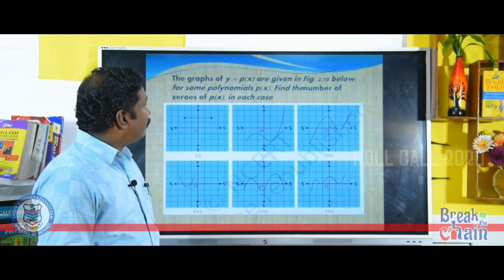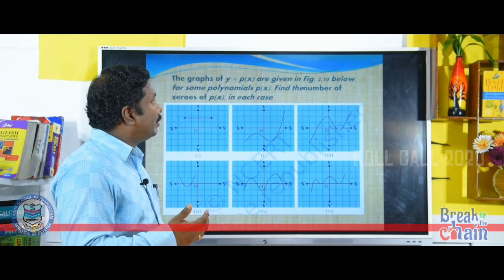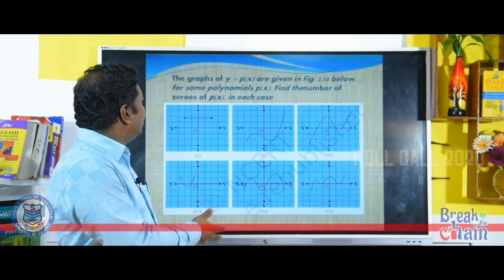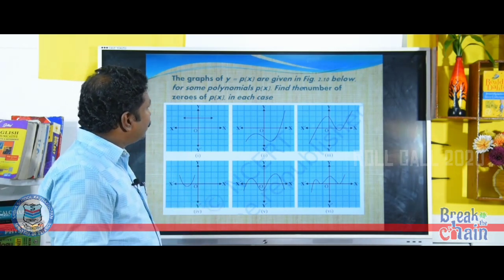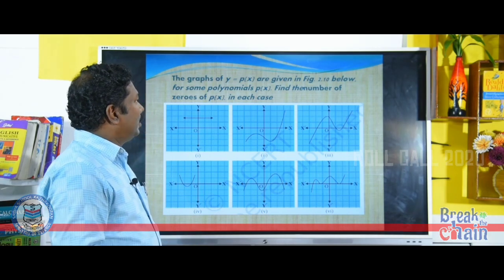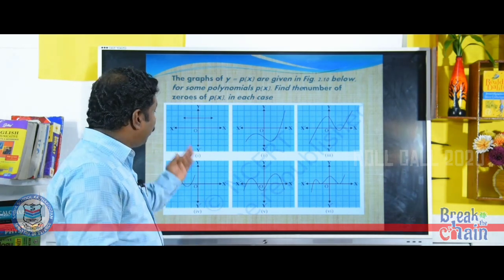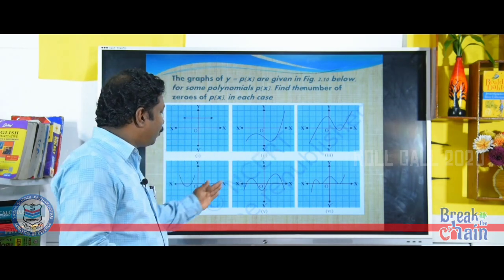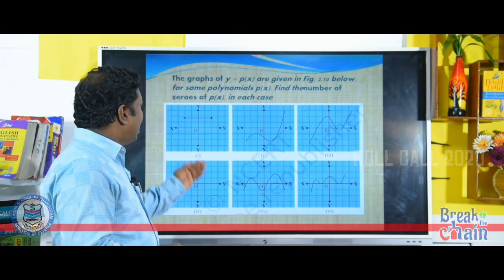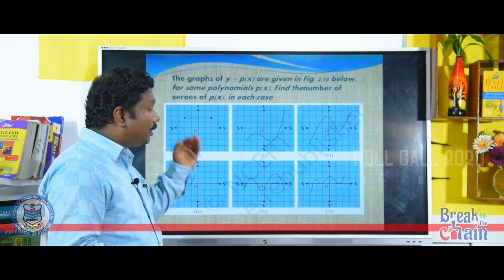See, the graph y is equal to p of x is given in figure 2.0. These are your textbook numbers. For some polynomials p of x, find the number of zeros of p of x in each case. Question 1, 2, 3, 4, 5, 6. Find the number of zeros in each case.